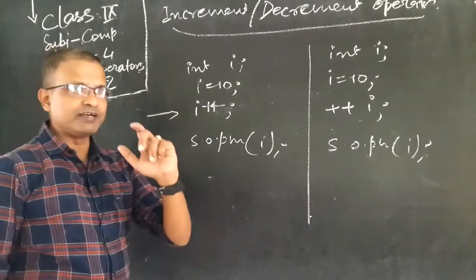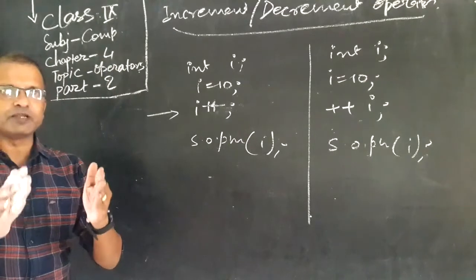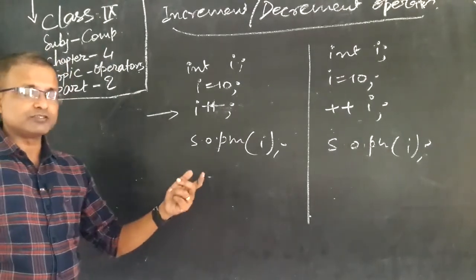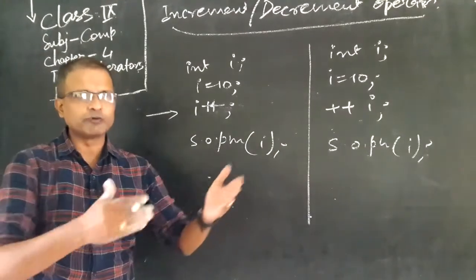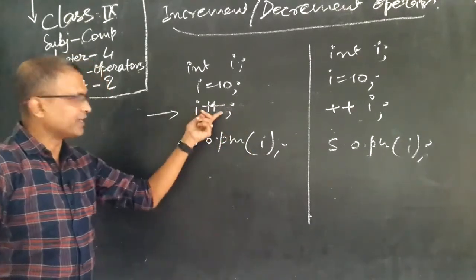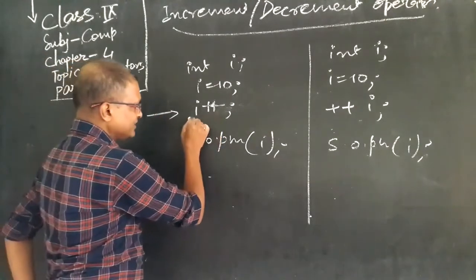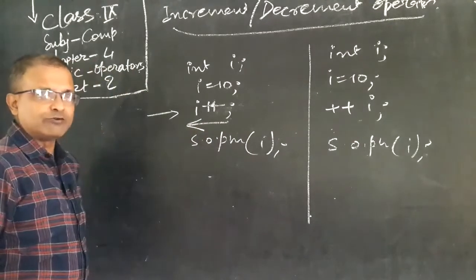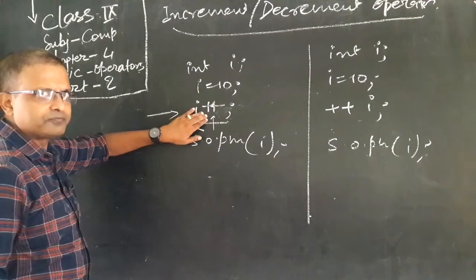Here is a very important rule: execution of the plus operator is from right to left. What is the meaning? Arithmetic operators, relational operators, logical operators, all these operators execute from left to right. But this operator executes from right to left. Right to left means if this syntax is executed, the operation will be from right to left. Right to left means the compiler will first come to this plus sign.